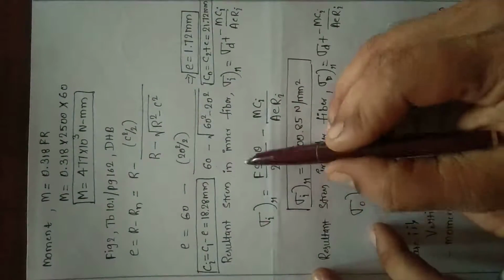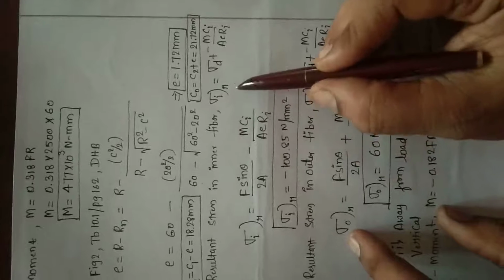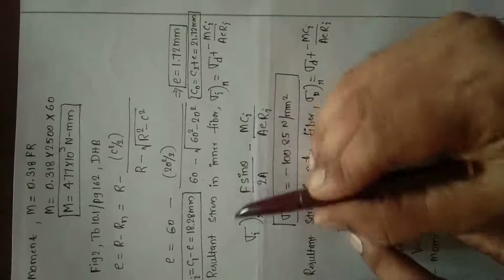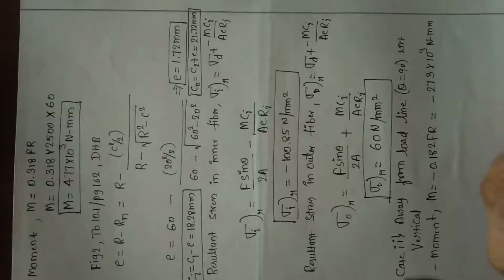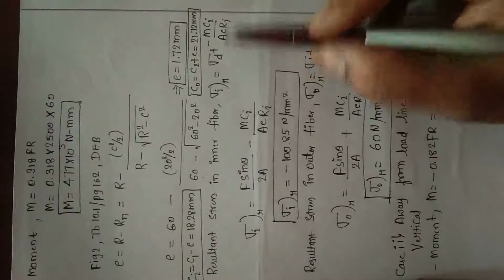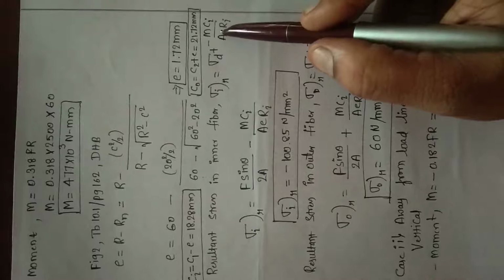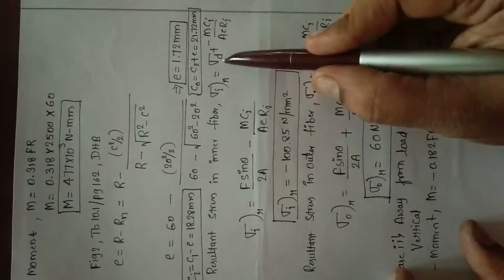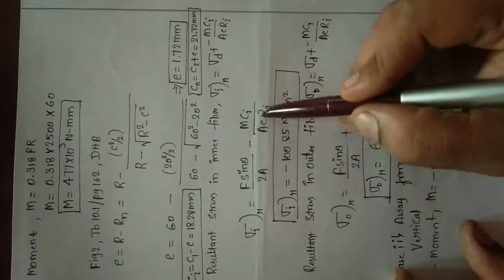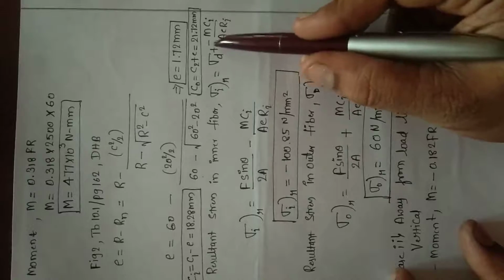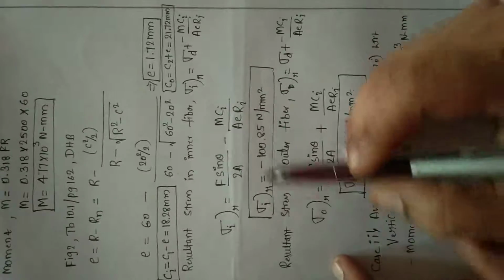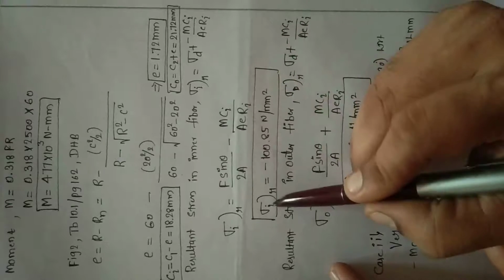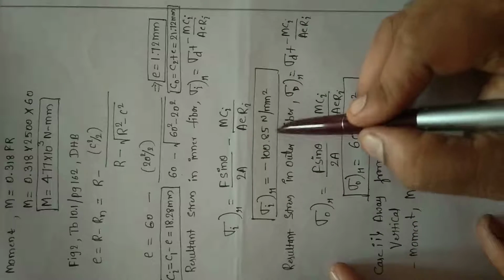Now the resultant stresses in the inner fiber, the formula we have: sigma IR is equal to sigma D minus M Ci by A e Ri. The resultant stress is nothing but the combined stress. Sigma D is a direct stress, and this is the bending stress. We have the inner and outer bending stresses. Here I wrote the formula, where the direct stress is F sin theta by 2A, minus M Ci by A e Ri. It is negative because the inner fiber is in, sorry, compression. That is the reason why I took it as negative. So sigma IR I got as minus 100.85 Newton per mm squared.